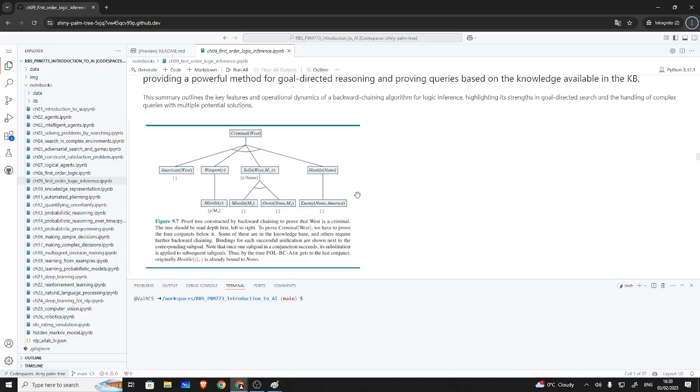The law says it's a crime for an American to sell weapons to hostile nations. If the country is an enemy of America, probably Canada, Canada is an enemy of America, and you sell weapons, and your name is Colonel West, and you're American, so you become a criminal. Same thing with owns: owns missiles. This will be a little bit harder.